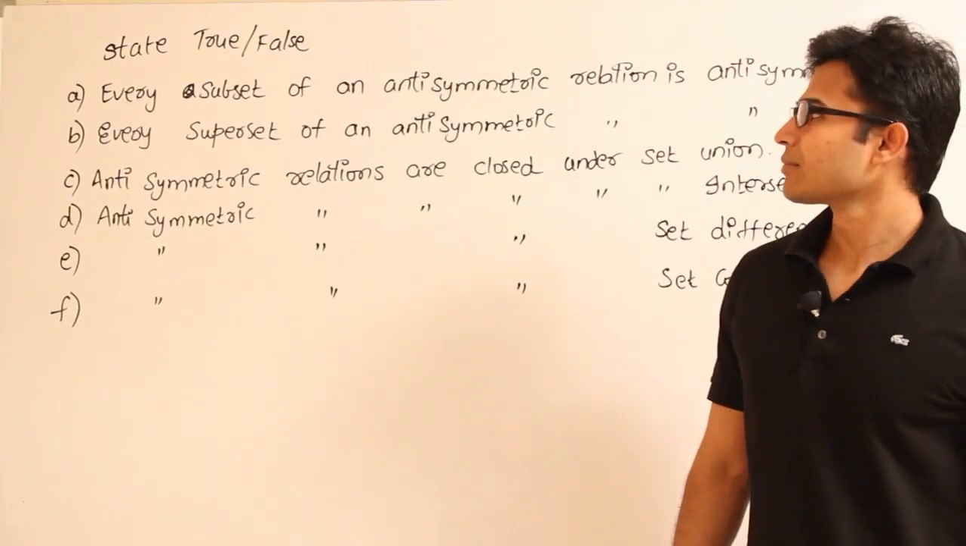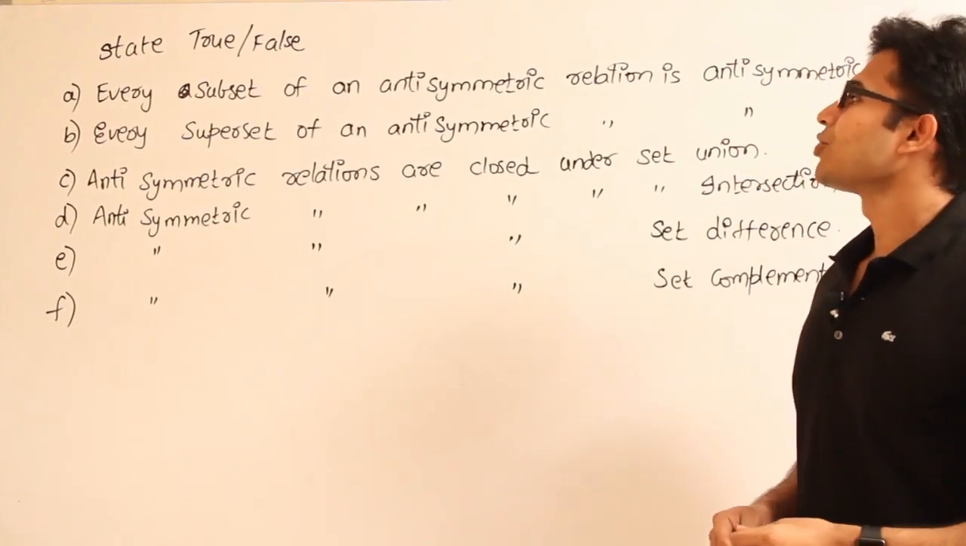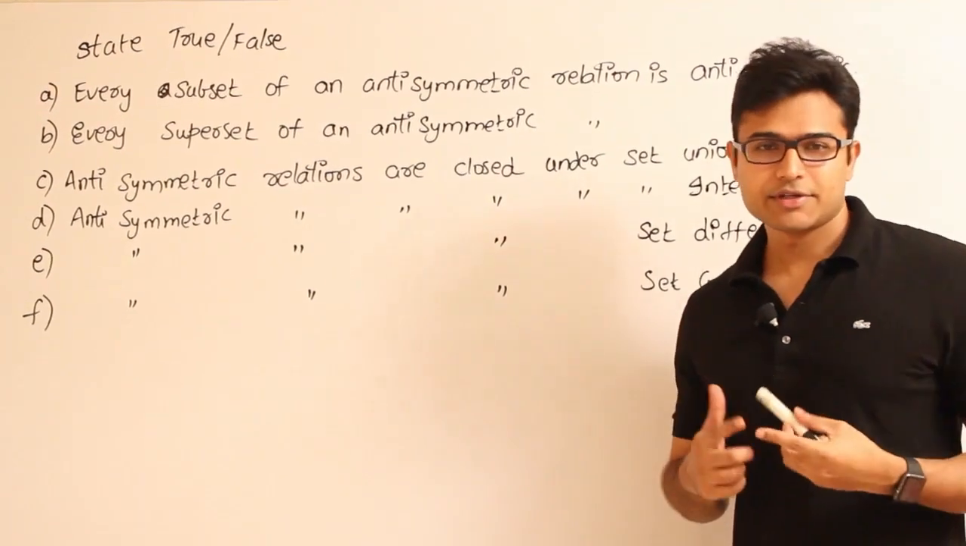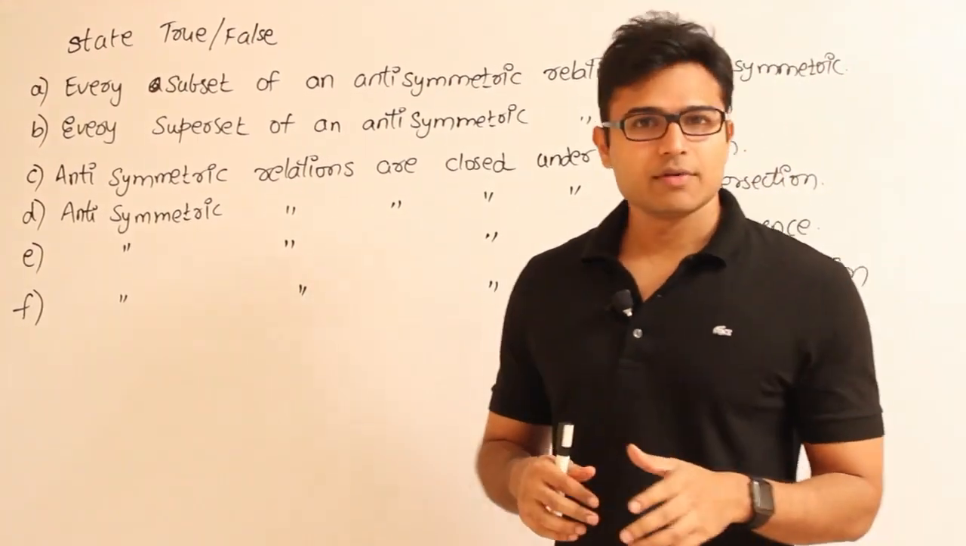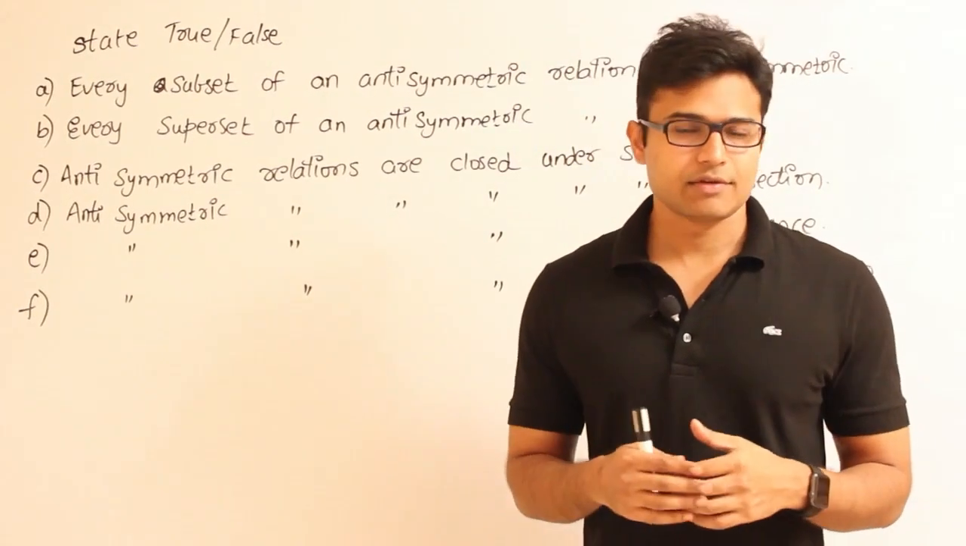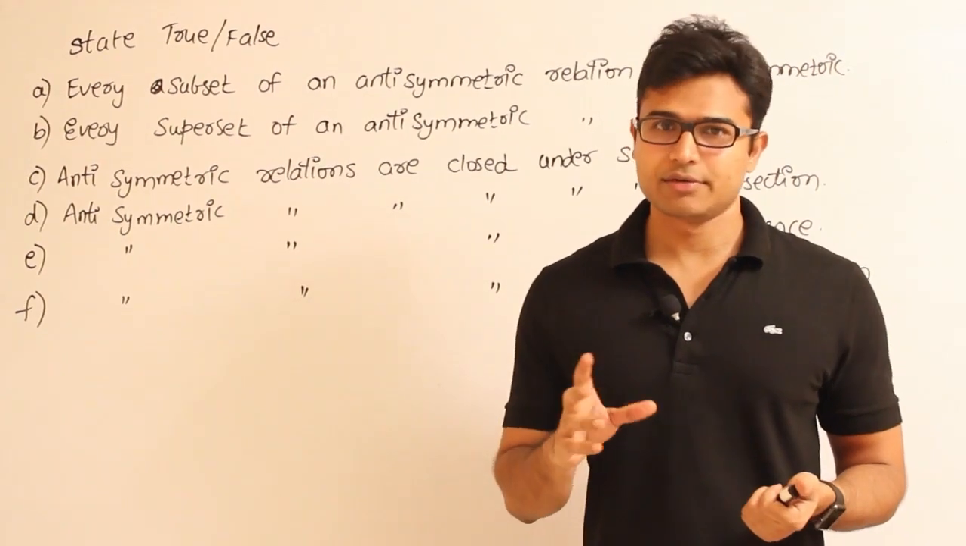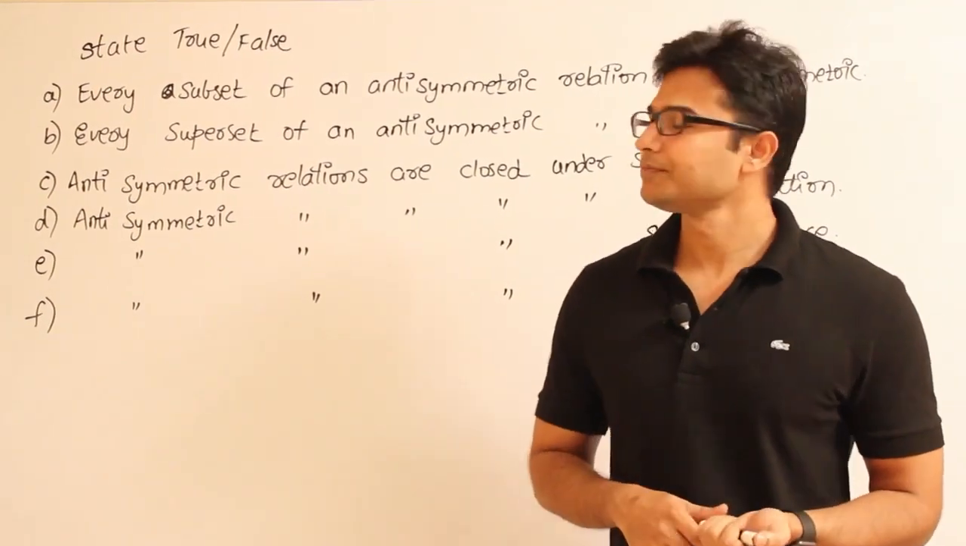Let's see this question. So this is about the closure properties coming to antisymmetric relations. Whenever you are looking at questions like this, most probably you will be able to answer them using intuition. Otherwise you take some examples and solve it. I'll just show you how to take the examples and prove it right or wrong.